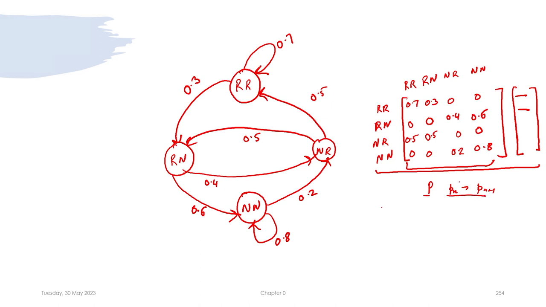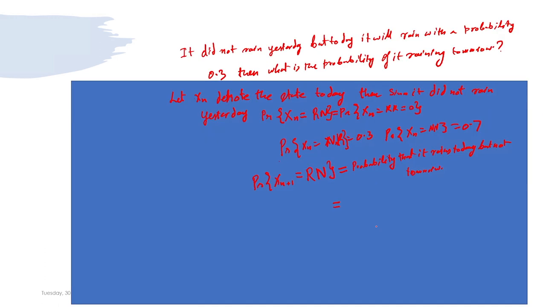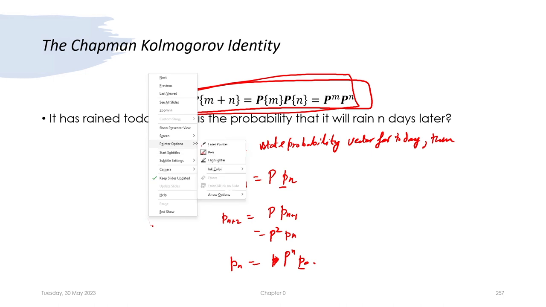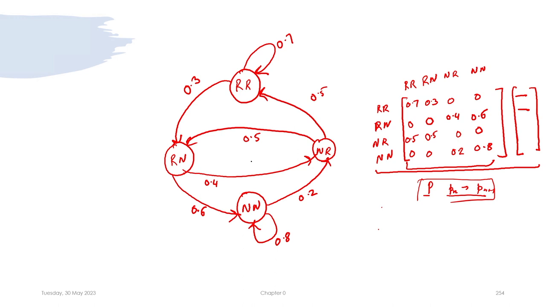So, the problem actually turns out to be that in this case, we represent the ith row and the jth column as going from state j to state i, which when used for Markov chains is not consistent with the definition. So, I made a mistake in that lecture. So, P n plus 1 equals P times P n.